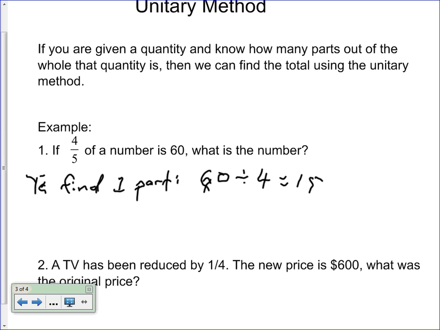Do you divide by 5 into 4? No, because it's only 4 parts out of the 5. I'm looking at the top here, the numerator, and it says 4 parts is 60. I divide it by 4, and to find the total, I multiply it by 5. So I need to do 15 multiplied by 5, which is 75. So 75 is the total.